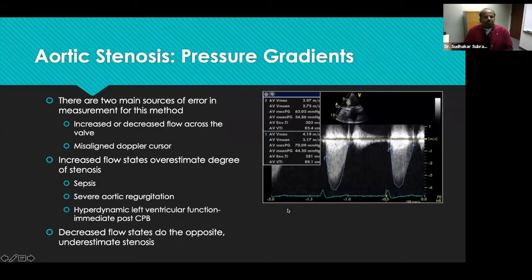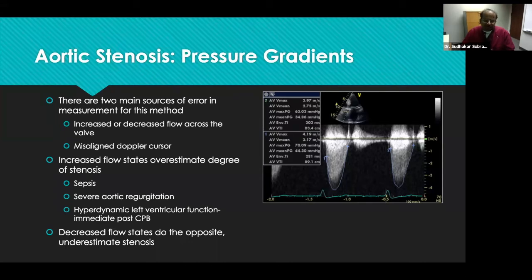And whenever you do this, you have to keep in mind there is always a potential error. It can be flow related, what kind of hemodynamic support an individual is receiving. In a hyperdynamic environment, especially the post-bypass period, we tend to have some degree of inotropes, we tend to overestimate. So you have to keep that in mind. And some pathological conditions like sepsis or associated severe AI can lead to overestimation of the peak and the mean gradient in these situations.